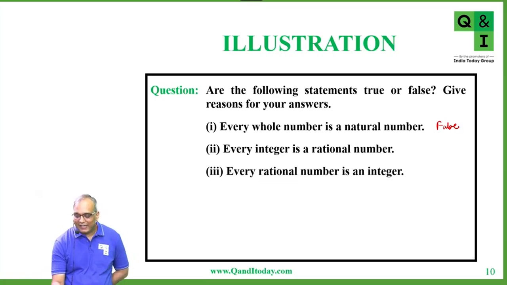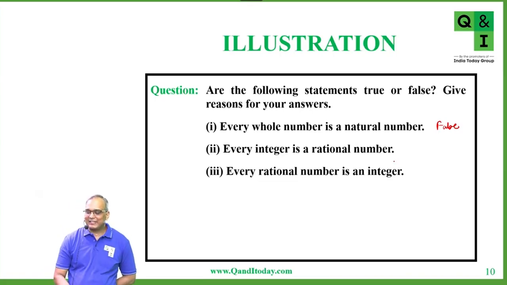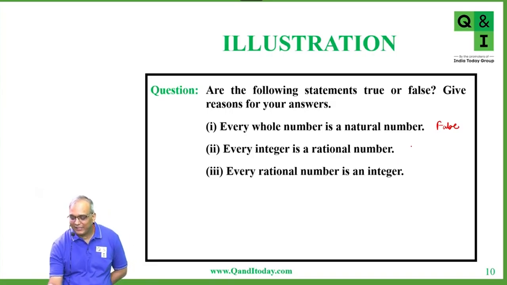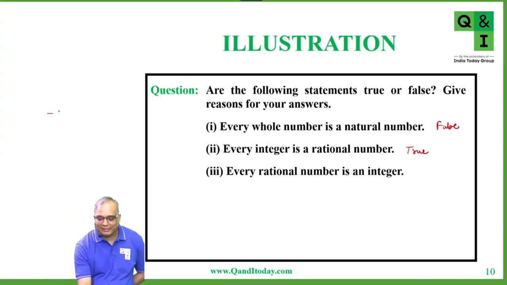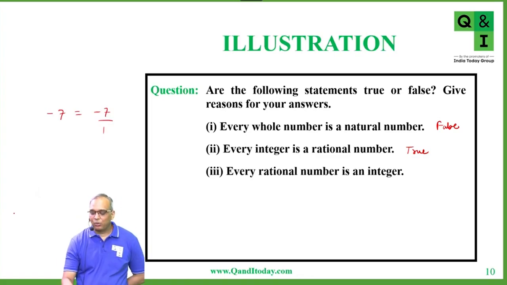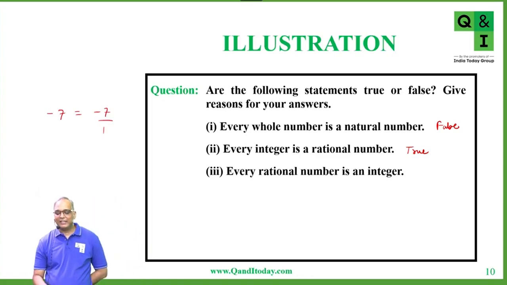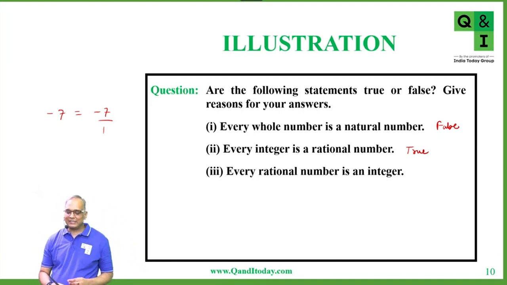Second is every integer is a rational number. So integer is a subset of rational number. So every integer is a rational number is true, right? All integers, let's say minus 7 can be written as minus 7 by 1. So every integer can be represented in the form p by q. So that's why it is a rational number.